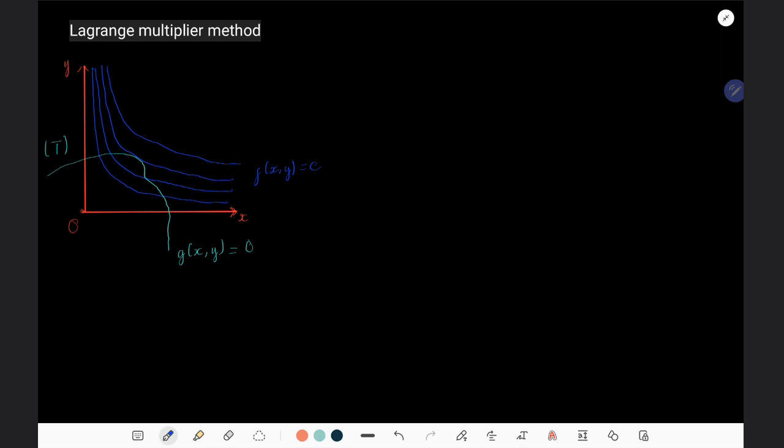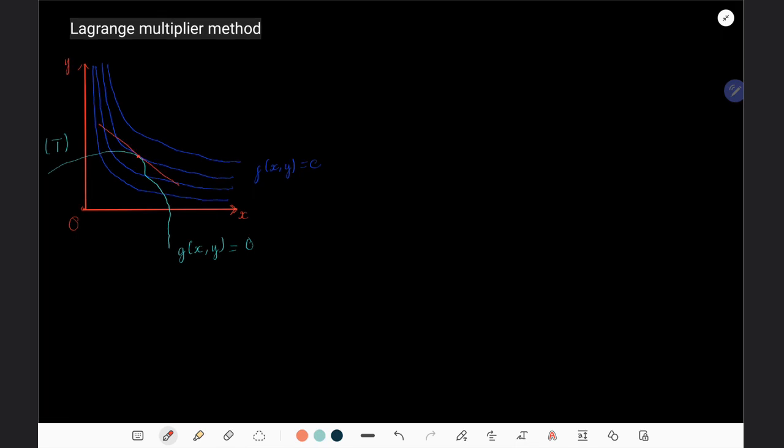It appears from the figure that this happens when these curves just touch each other. That is, when they have a common tangent line. This means that the normal lines at the point M, x0, y0 where they touch are identical, so the gradient vectors are parallel. To solve this problem, we introduce a Lagrange multiplier lambda and consider the function L of x, y, lambda equal to f of x, y minus lambda g of x, y.